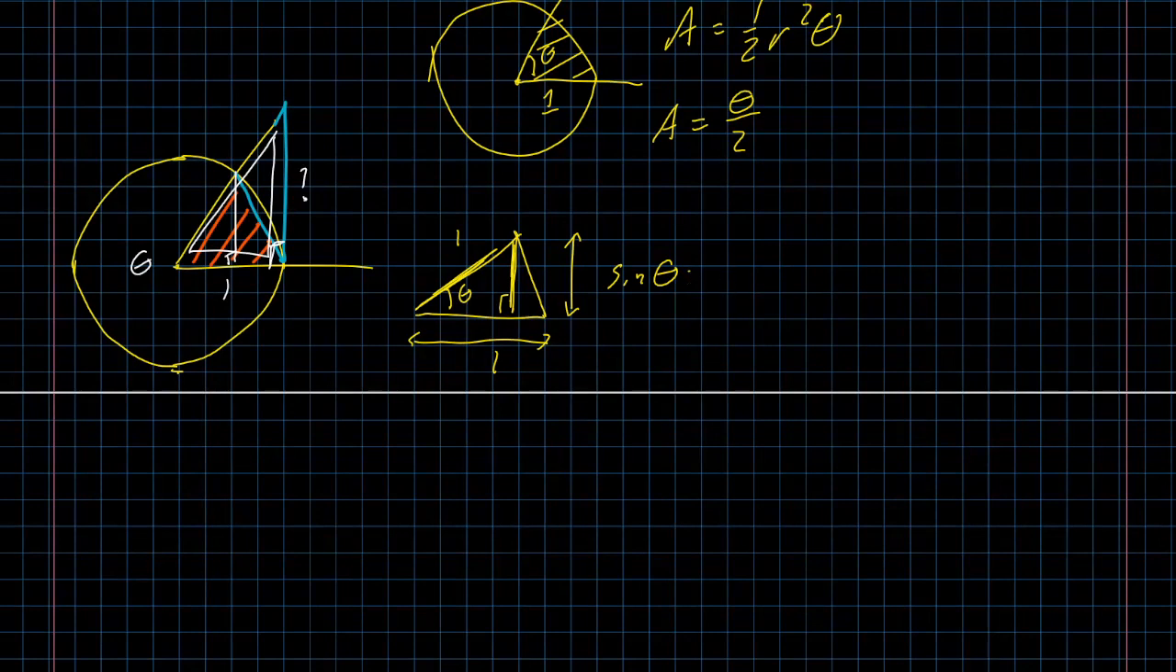The length of the base of the triangle is 1, and area is 1/2 base times height. So 1/2 sine theta.